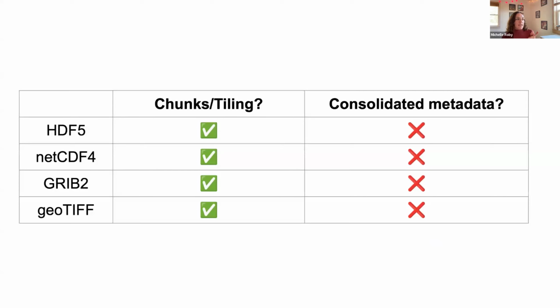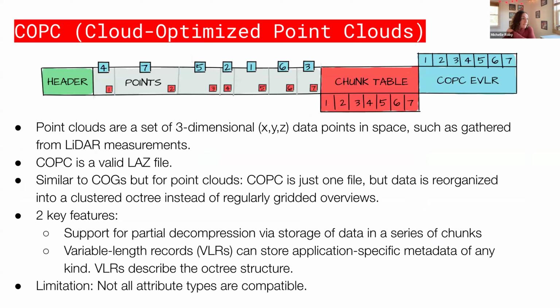I just wanted to put this in here quick when we were talking about these archival formats, because a lot of them do have some chunks and tiling, but the thing that they're missing is that consolidated external metadata that allows you to know where these things live so that you can access it efficiently from the cloud. So that's what you need, the two together, to be able to utilize the cloud efficiently. I'm not going to dive super deep into this, but just mentioning what I said earlier, cloud optimized point clouds is the cloud optimized version of LiDAR measurements or LAS files.